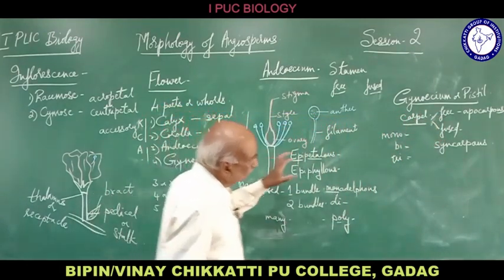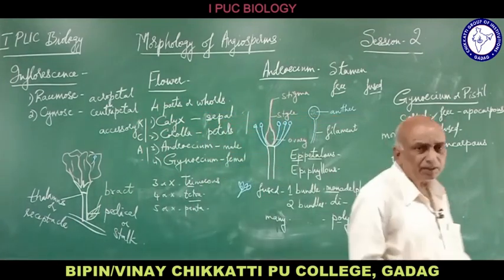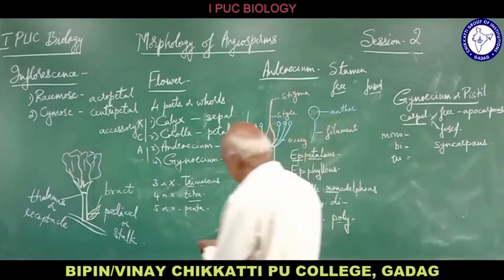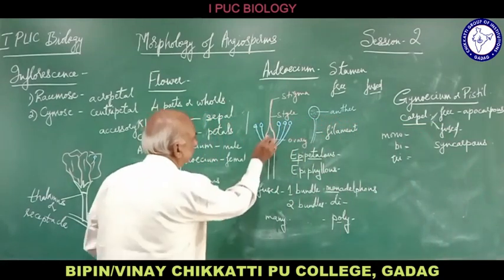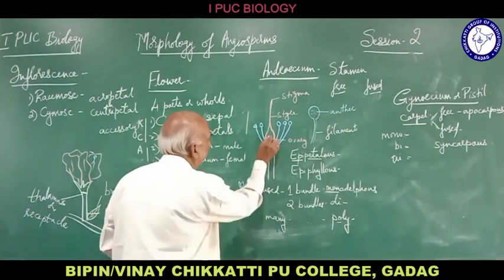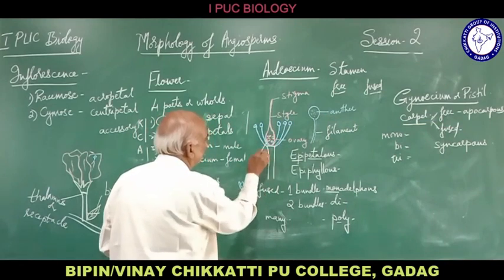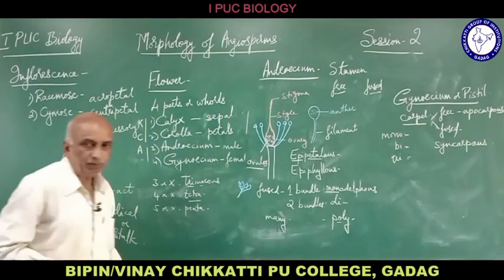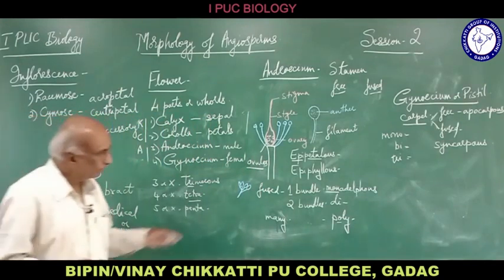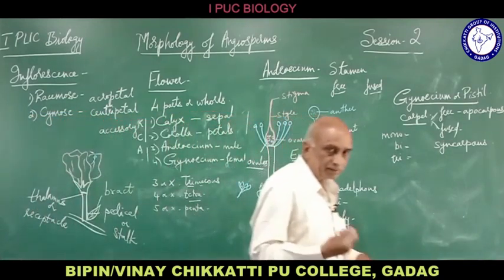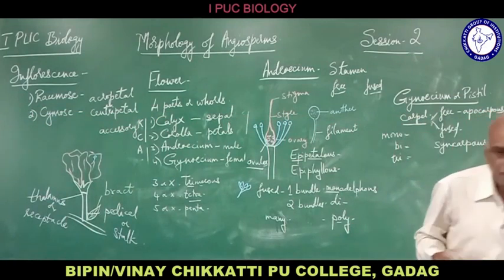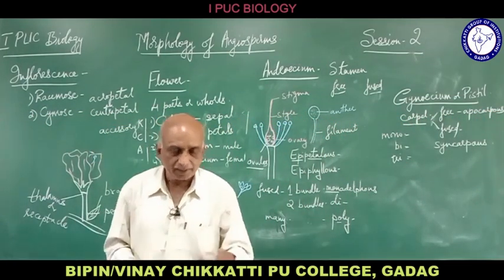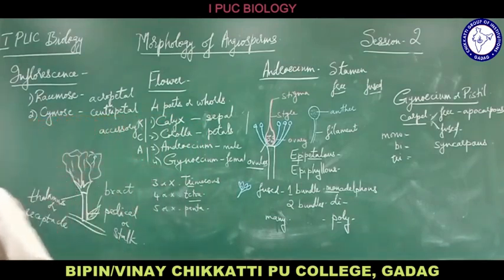Again in the ovary we find structures called ovules. Inside this there are small structures which are called ovules. The arrangement of the ovules is different in different flowers, and we call it placentation. There are different types of placentation, so that we shall study in the next class.